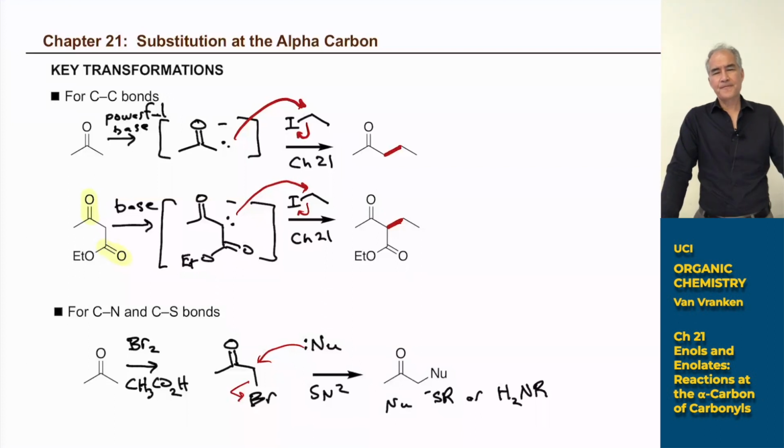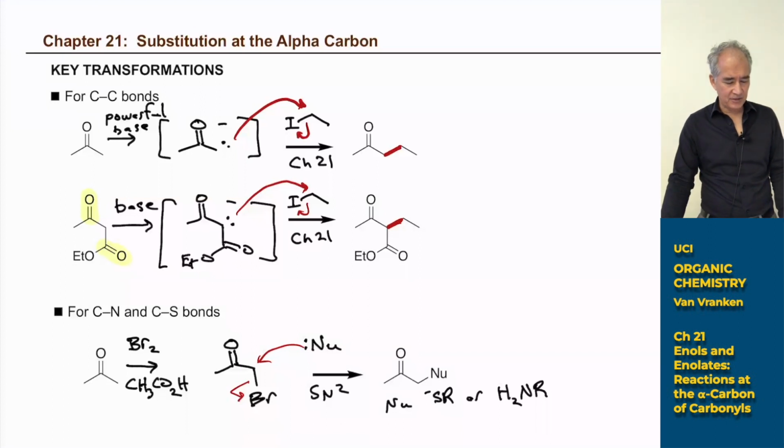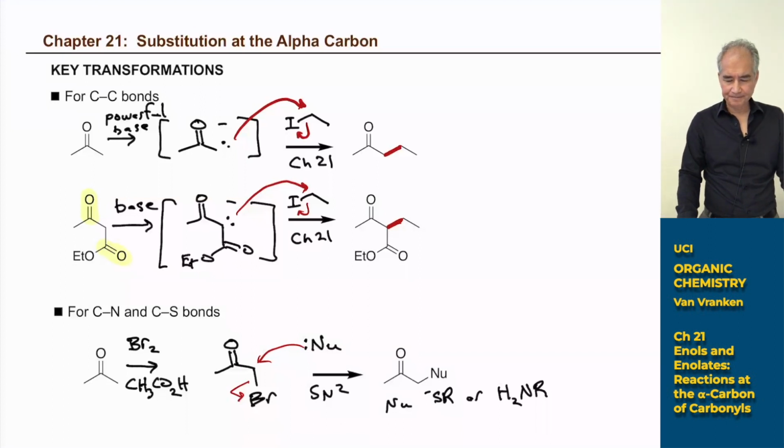That's this chapter. So enolates for making carbon-carbon bonds, and then we're going to talk about putting a bromine leaving group alpha, at the carbon atom that is next door to a carbonyl.